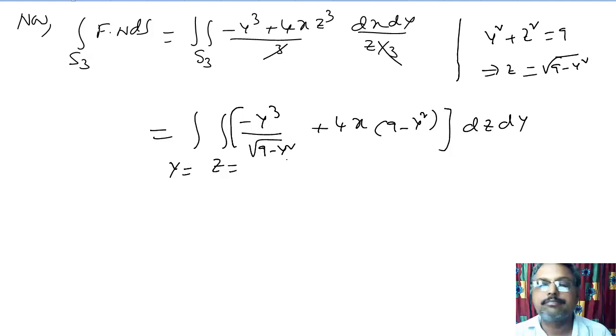Okay, because the z integration is 0, here the integration is with respect to x and y. First integrate with respect to x, then integrate with respect to y. First x, integration with respect to x and y. I will add this.